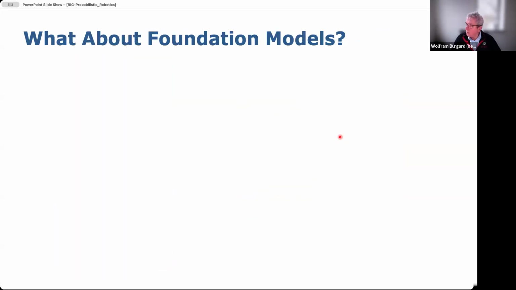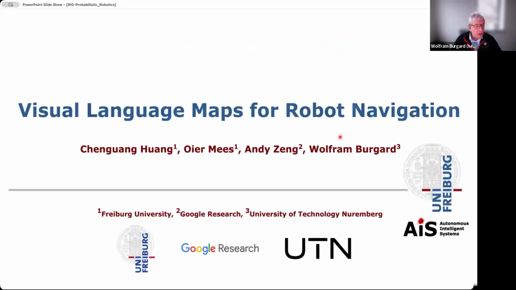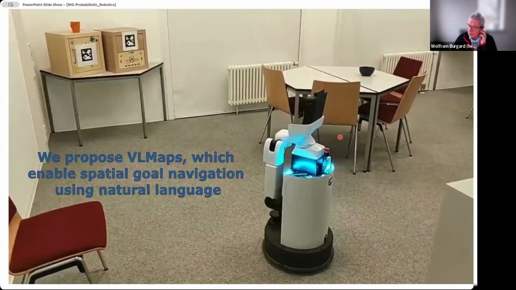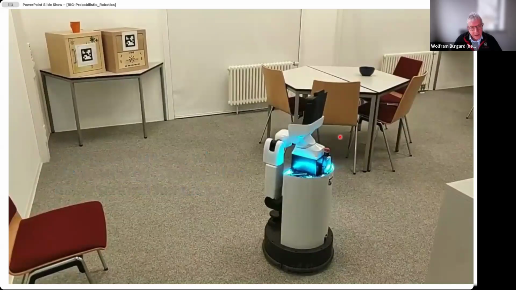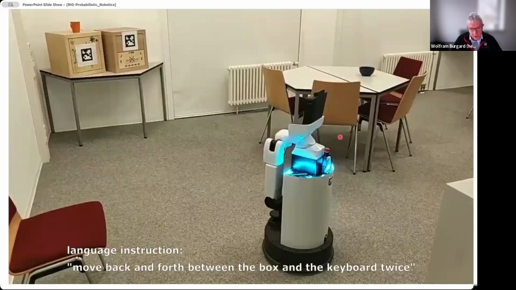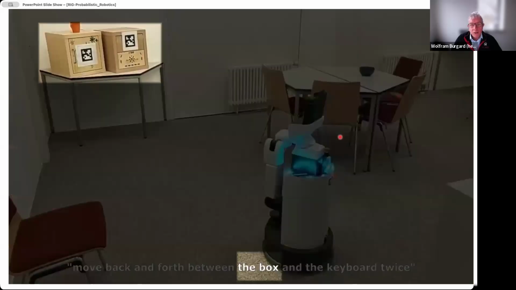And then the last question that I want to briefly cover is, what about foundation models? We all see right now a revolution of developments, or revolutionary developments, let me put it that way, in all kinds of contexts. It's not only perception but also interpretation, manipulation, and so on. This is an interesting question. We also recently worked on this paper, visual language maps for robot navigation, which basically goes beyond what has been done in probabilistic robotics and typical software stacks.